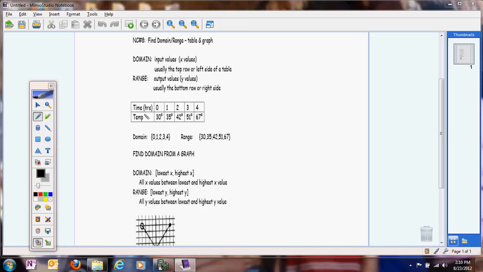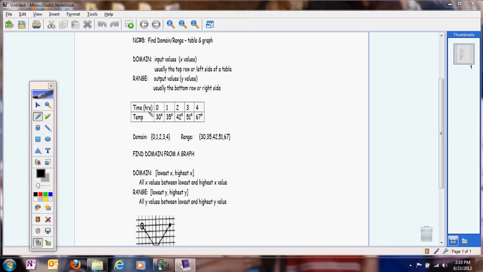Typically when you have sets of data where time is involved, time is going to be your independent variable or your domain. Then we have our range as the output values, the Y values, and usually it's going to be the bottom row or the right side of a table or T-chart.